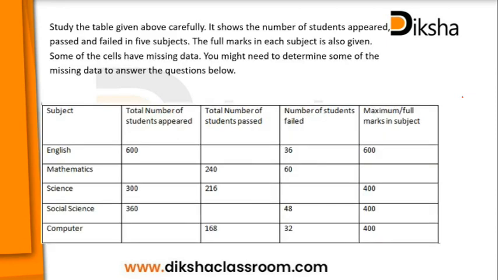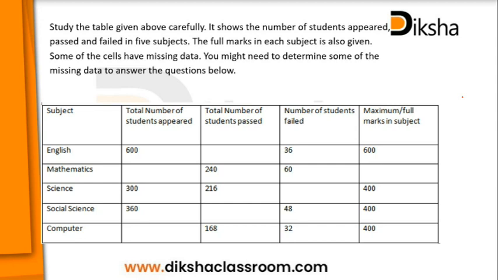Study the table given below carefully. It shows the number of students appeared, passed and failed in 5 subjects. The full marks in each subject is also given. Some of the cells have missing data. You might need to determine some of the missing data to answer the question.